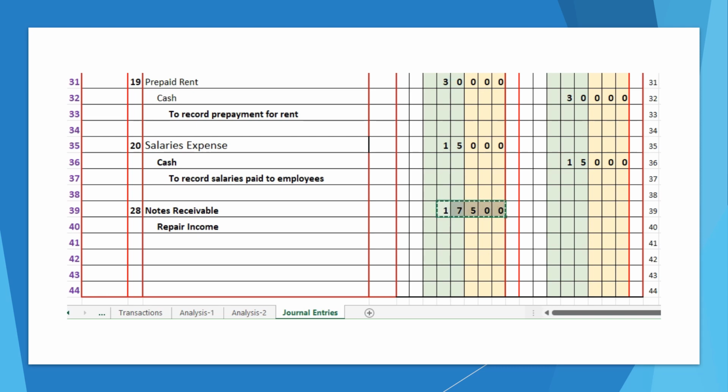Question? Do you have question? Okay, our explanation: to record the received promissory notes. Okay? Did you get it?